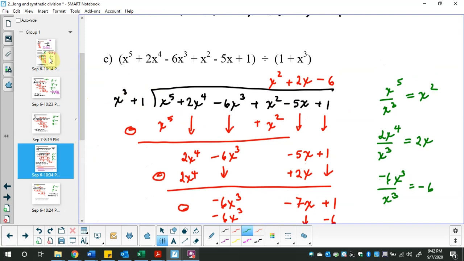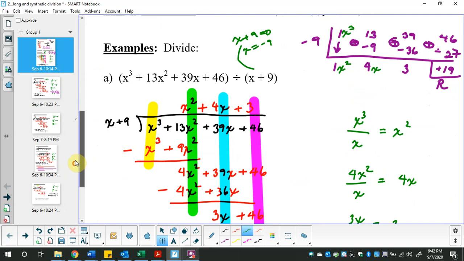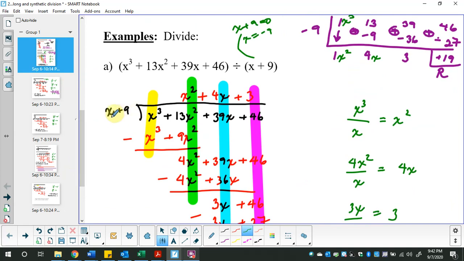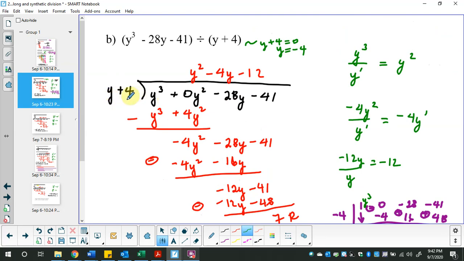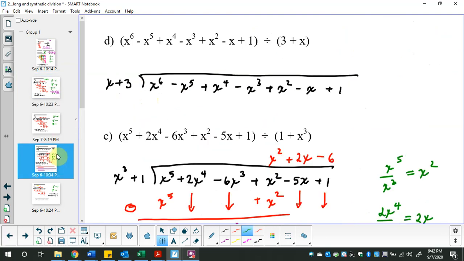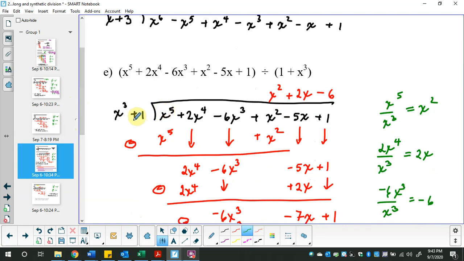So if I look at those first two questions, my divisor was linear, degree 1. Second question, my divisor was linear, degree 1. Fifth question, can't do that. This is impossible to do by synthetic division. It is possible to do by long division, but impossible to do by synthetic division.